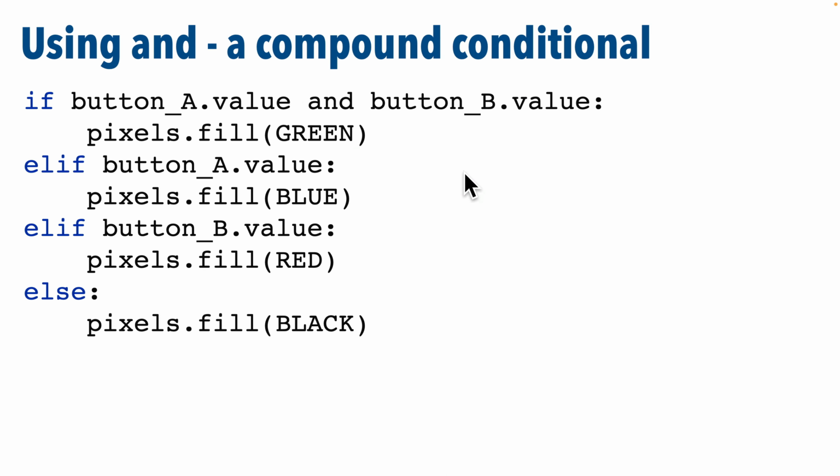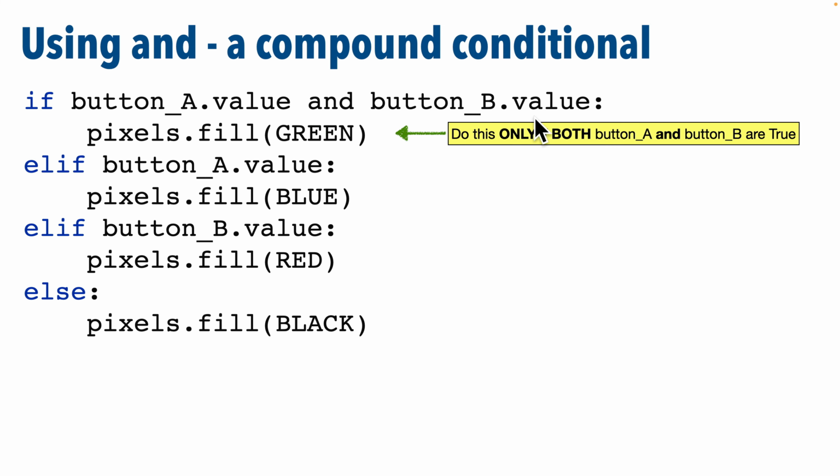Well, that's interesting, but what if we wanted to say turn the lights green if both A and B were pressed at the same time? Well, we can do that by checking to see if two things are true at once by adding an AND clause. So we'll only execute here if button value A and button value B are true. Otherwise, we'll check to see if just A is true. If not, we'll check to see if B is true. And if nothing is being pressed, we'll turn off all the lights by setting them black.